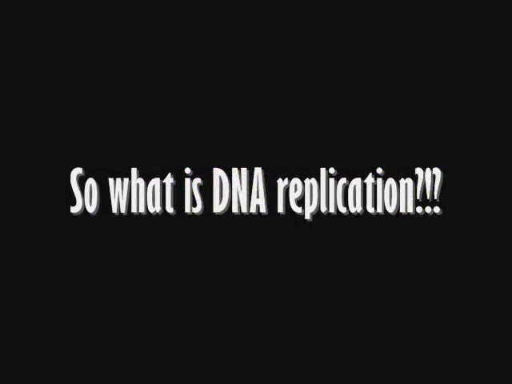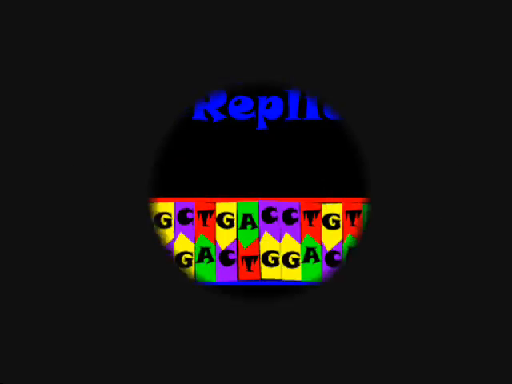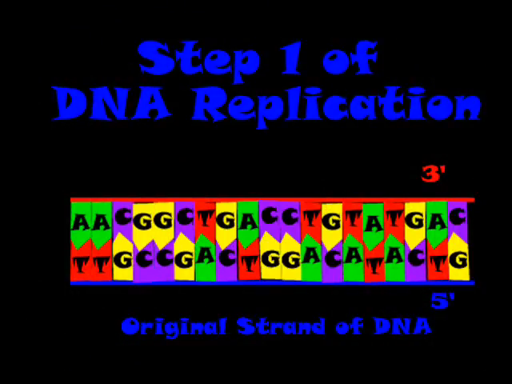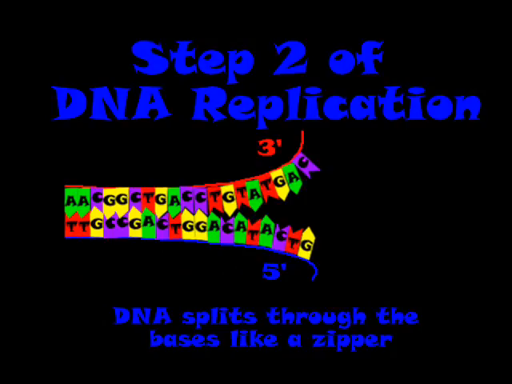So what is DNA replication? Aha! I'm getting to that, and you'll be amazed. Okay. Here we go! This is step 1 of DNA replication. This is the original strand of DNA. But be mindful, because the nitrogenous bases in DNA can be any length and in any pattern, as long as the base pairing rule still applies. One strand of human DNA can have around 80 million nitrogenous bases in it. Step 2. The DNA begins to split and create a DNA fork, which zips through like a zipper.